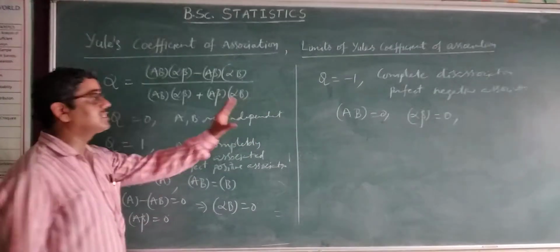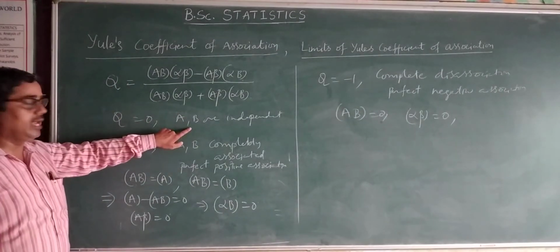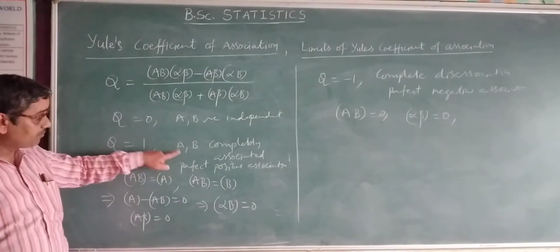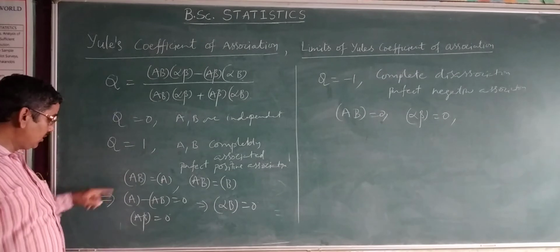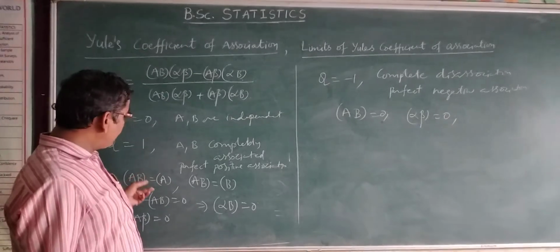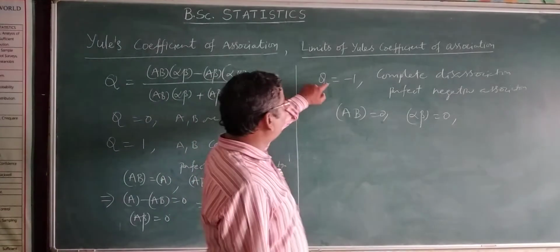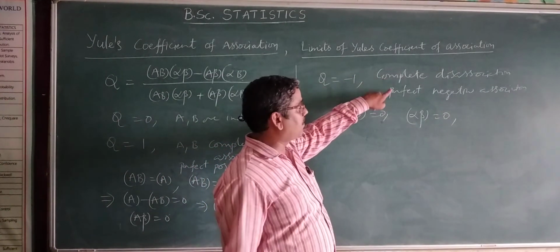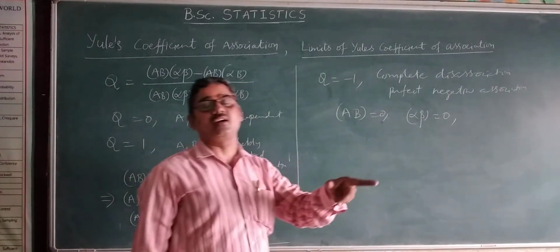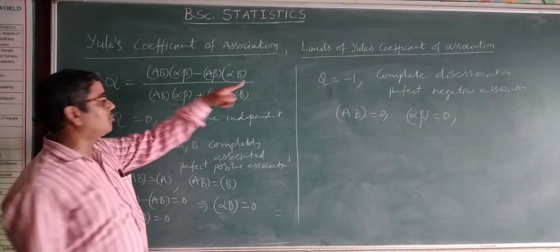So these are the three cases I have explained with the values of Q. Q is equal to 0: A and B are independent. If Q is equal to 1, A and B are completely associated, perfect positive association. That is the case where Aβ is 0, αB is 0; all A's are B's, all B's are A's. These are the two relations. And if Q is equal to minus 1, it is complete disassociation or perfect negative association. That is, no A's are B's, no alphas are betas, that is AB is equal to 0, αβ is equal to 0, in which case you will have Q equal to minus 1.